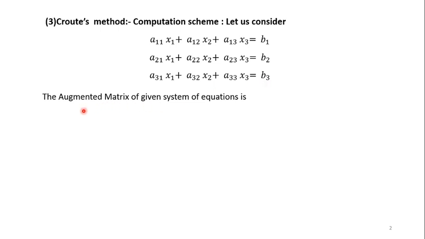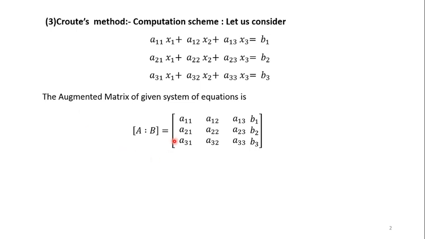Now we write the augmented matrix of the given system of equations. You know very well how to write an augmented matrix; you have studied it at first year level. When the coefficient matrix A is combined with the constant matrix B, this type of matrix is called an augmented matrix. So a11, a12, a13 of b1, a21, a22, a23 of b2, and for the third equation, the coefficients a31, a32, a33 and b3.